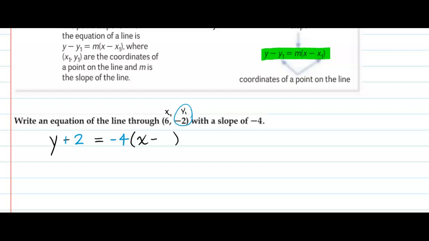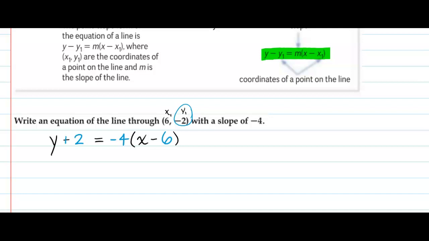Notice I changed it to +2 because there was already a minus in my formula. And I'm going to put 6 next to x. Now I'm finished. This is an equation of a line through this point with a slope of -4. If you'd prefer to get it in slope-intercept form, that's perfectly fine.